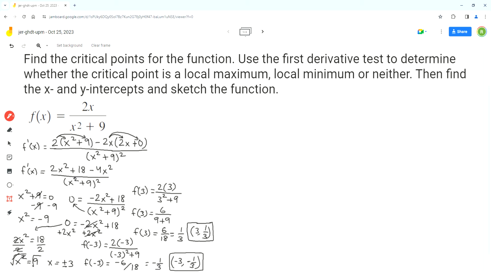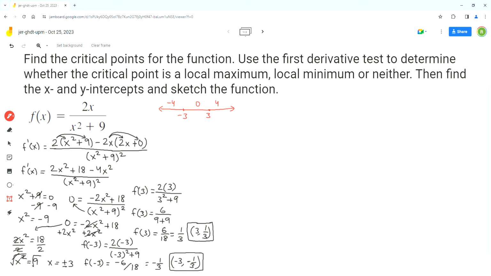So we can start by drawing a number line. So the critical numbers we got are negative 3 and positive 3. So these two critical numbers divide the number line into 3 parts. So we'll have to use a test value from each part. So to the left side of negative 3, the test value we can use is negative 4. Between negative 3 and positive 3, we can use 0. And to the right side of 3, we can use 4.